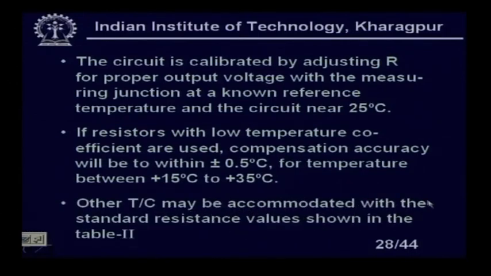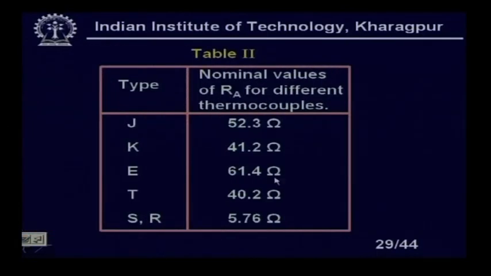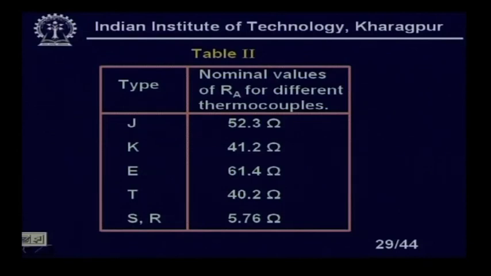Other thermocouples may be accommodated with the standard resistance values shown in table 2. You see, this is table 2. We will find the resistance R A. In the case of J type thermocouple, it is 52.3 ohm. For K, it is 41.2 ohm and for E, 61.4. Every time, obviously, you have to calibrate with a known temperature using the resistance R, but this R A is the fixed resistance. Whenever you change the thermocouple, this resistance R subscript A must be changed also. Already we have shown the circuit for the J type thermocouple with 52.3 ohm, and we are given the chart here, right. For S and R it is the same, 5.6 ohm.